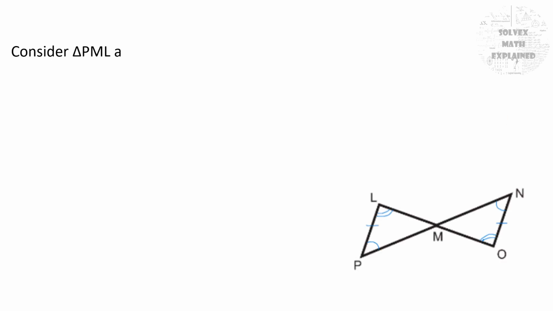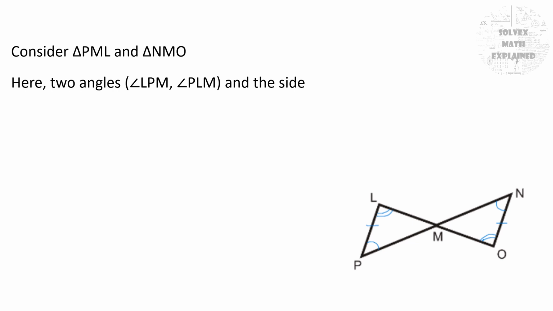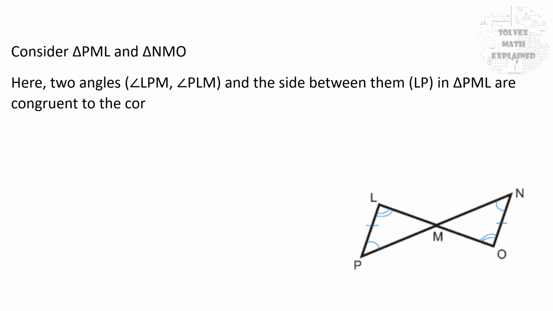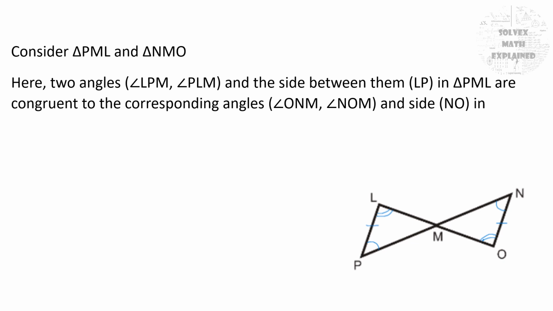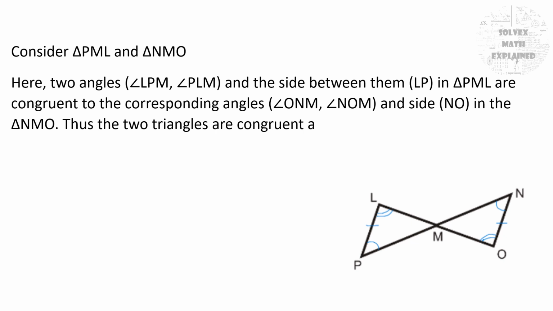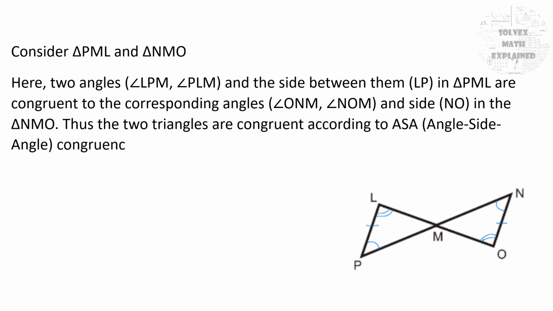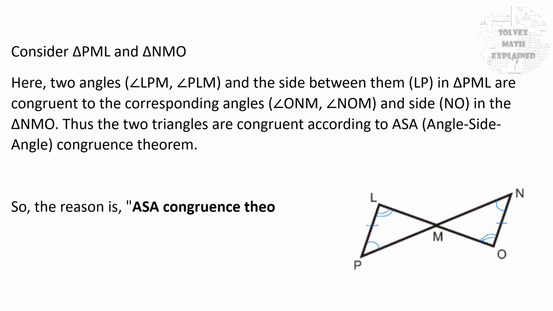Consider triangle PML and triangle NOM. Two angles, angle LPM and angle PLM, and the side between these angles, LP, in triangle PML are congruent to the corresponding two angles, angle ONM and angle NOM, and side NO in triangle NMO. Thus, the two triangles, triangle PML and triangle NOM, are congruent according to ASA, that is the angle-side-angle congruence theorem. So, the reason for the fifth statement is ASA congruence theorem.